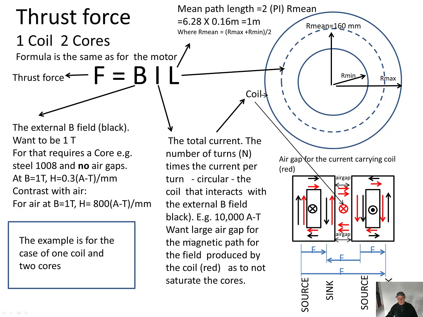10,000 ampere turns, one large air gap for the magnetic path for the field produced by the coil, red, so as to not saturate the core. So here it is. Here's the air gap. Here is one coil with two cores on either side, and so the magnetic path for the current carrying conductor is the red, which has to go through an air gap here, an air gap. So the total air gap is the sum of the two air gaps. While for the B field coil, there are no air gaps.